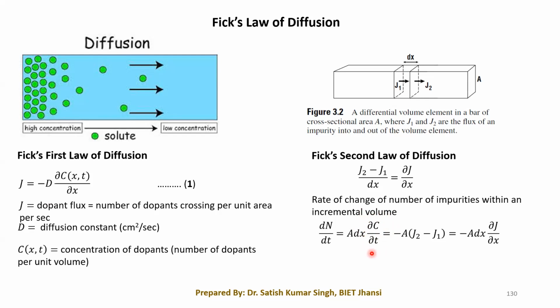Once we calculate the rate of change of the concentration, how do we calculate this ∂C/∂x? This can be calculated by having ∂C/∂t. If we want to calculate, this is the same as J2 minus J1. So J2 minus J1, if we calculate, you will be getting this particular ∂C/∂t into dx. It is the same as calculating J2 minus J1. So this is nothing but it is going to give you the total number of impurities which is going to change within the volume.